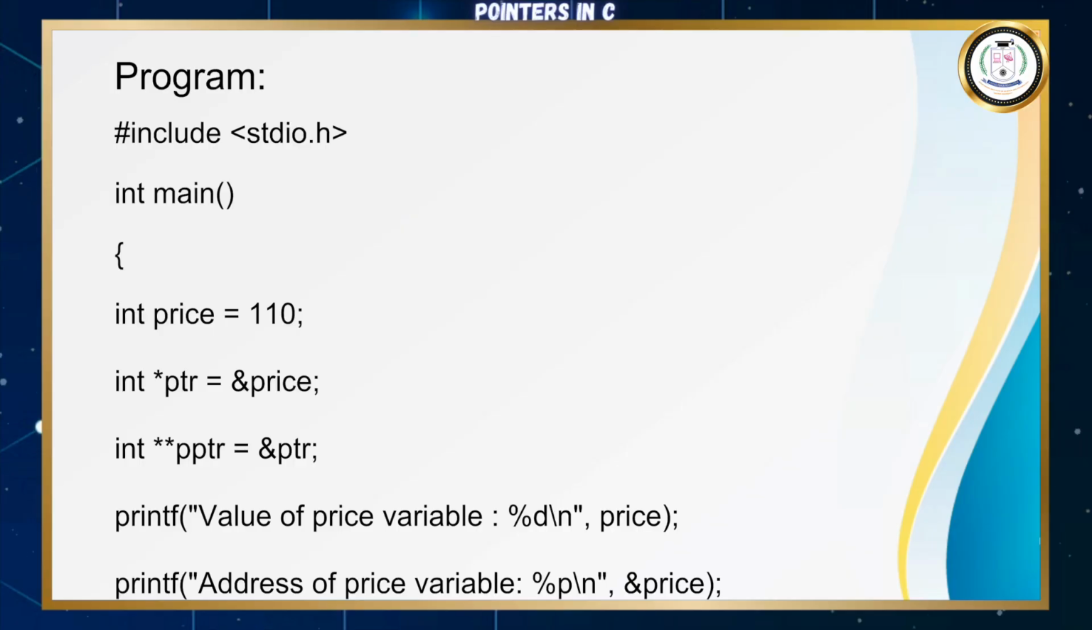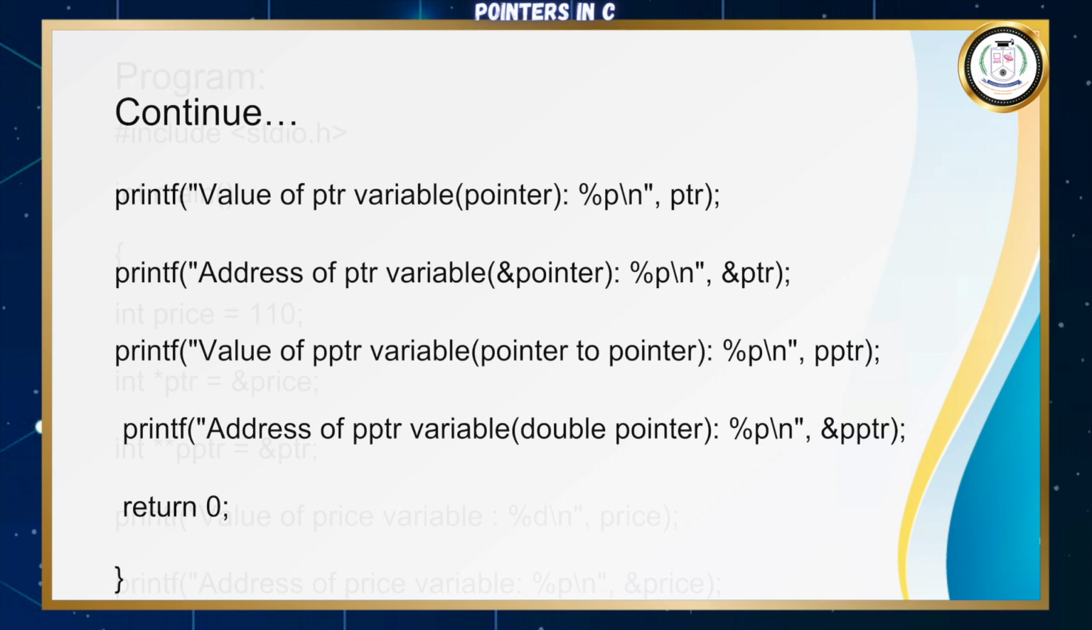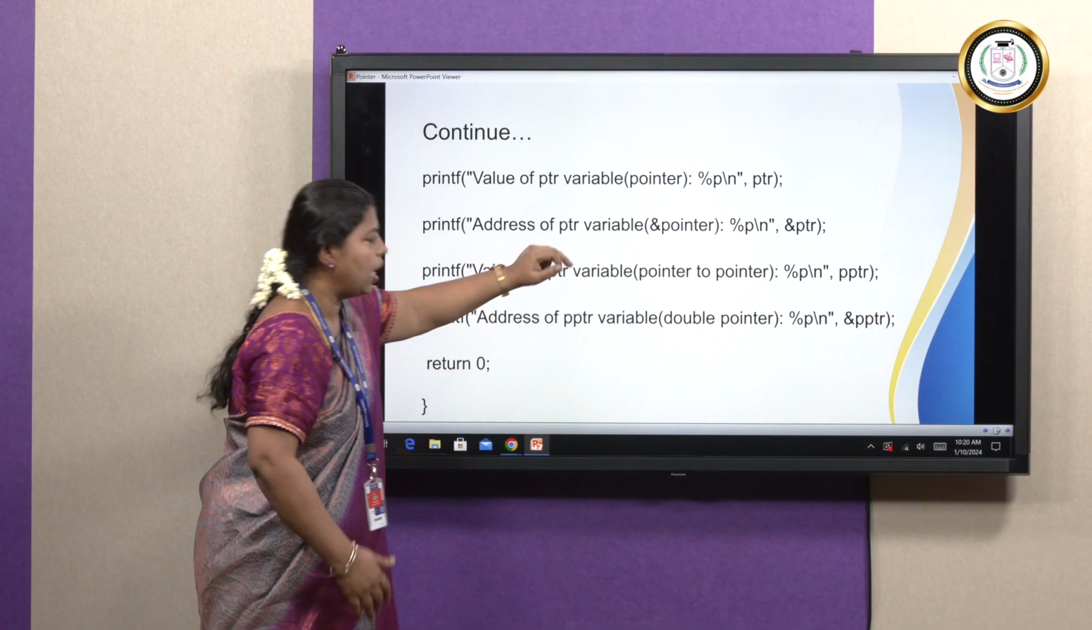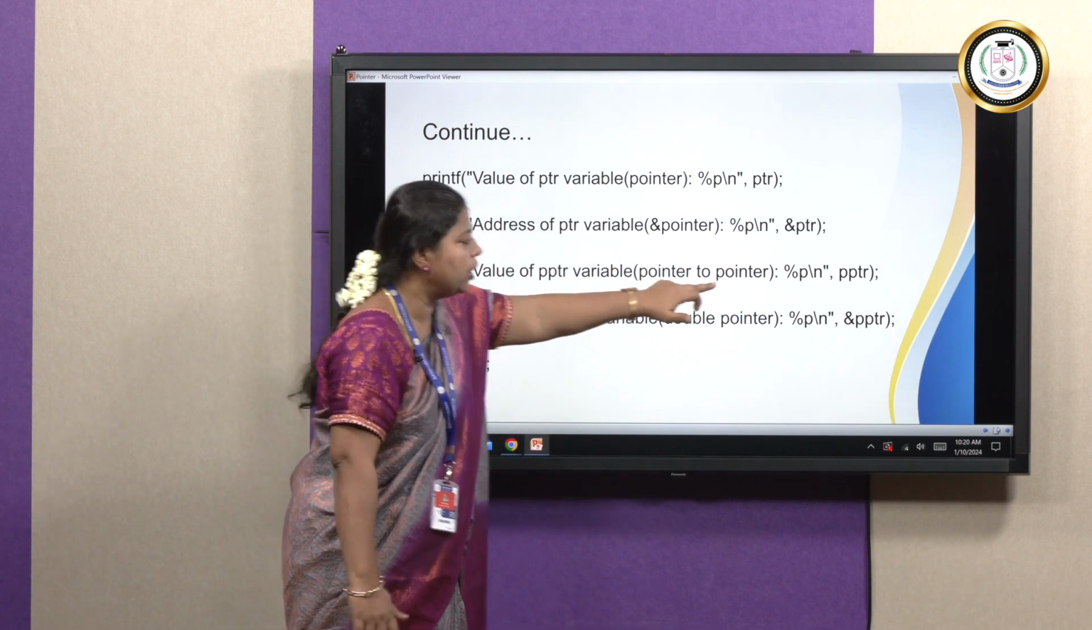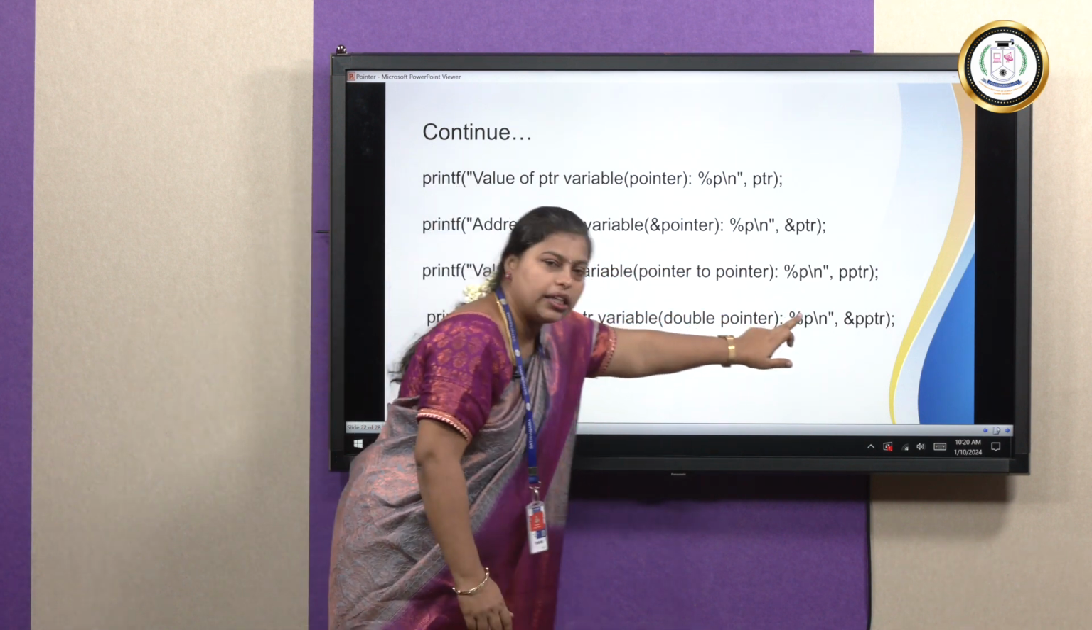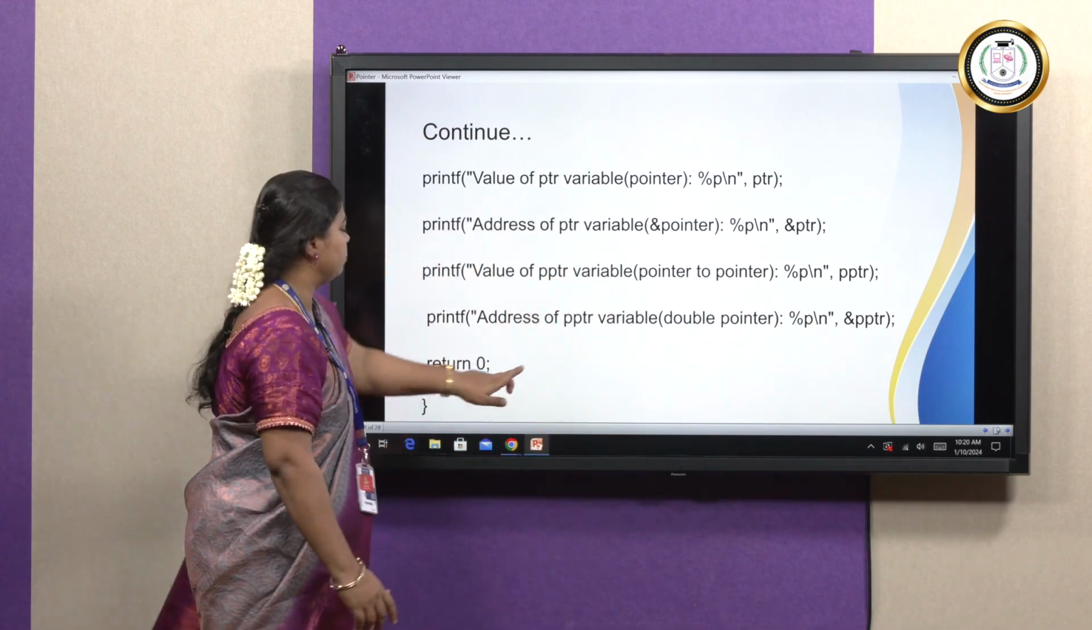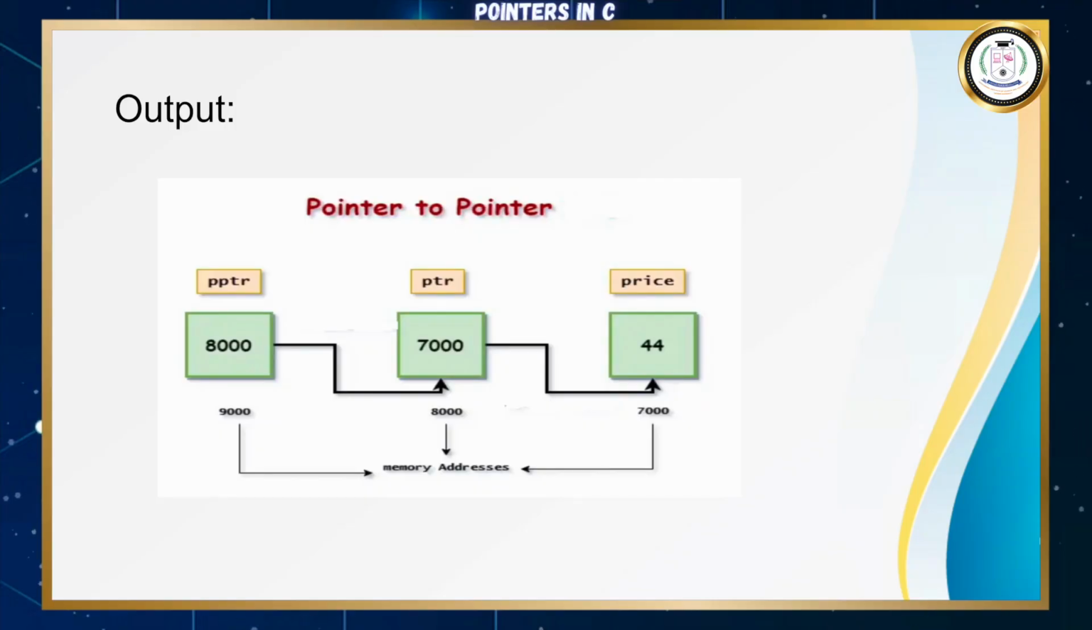And then we have the printf statements. What is the use of printf? It is used to display the output. Then we have six printf statements: the value of ptr, then ampersand ptr, then the double pointer pptr, and the address of the double pointer pptr. So this is the output.